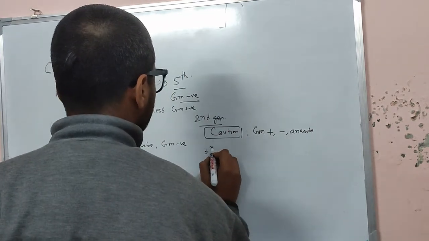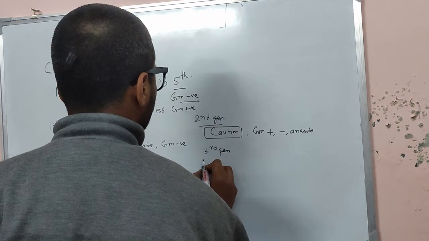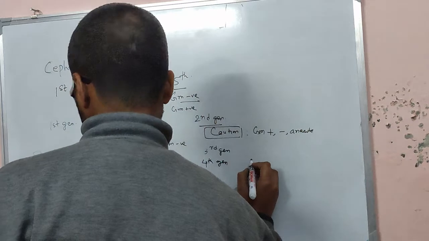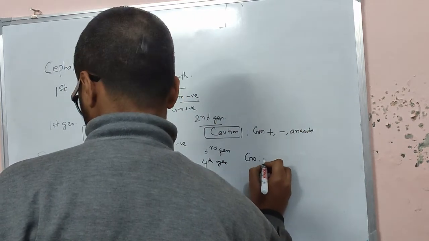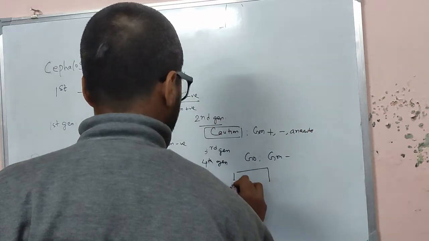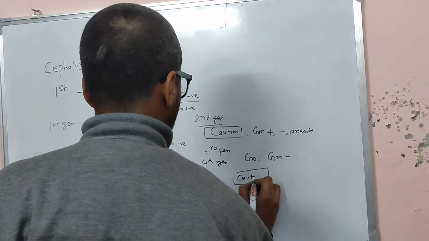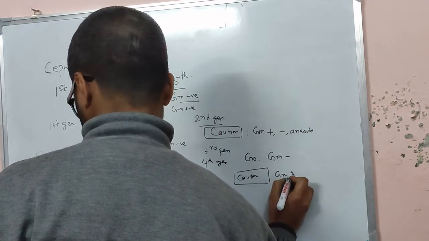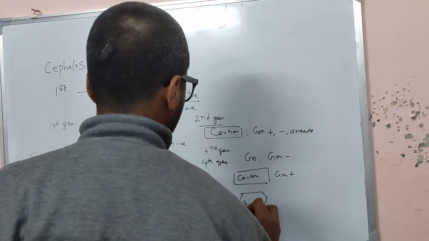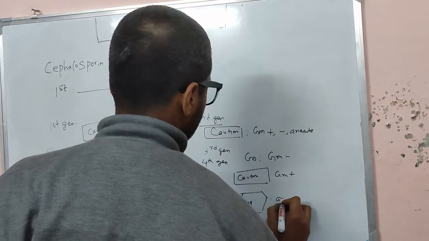And third generation cephalosporin and fourth generation cephalosporin, these are fully effective against gram negative, somewhat effective against gram positive and not effective against anaerobes. Both third and fourth generation cephalosporin.